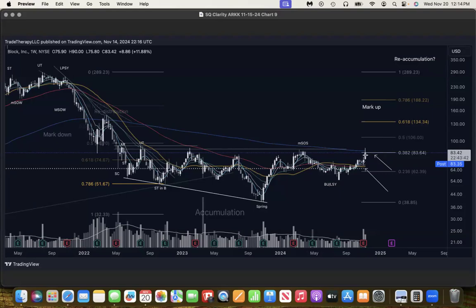If we see it come up and backtest support on this 200 weekly exponential moving average, it would be perfectly logical for Square, for Block, to move up to these higher Fibonacci levels and start its markup campaign.